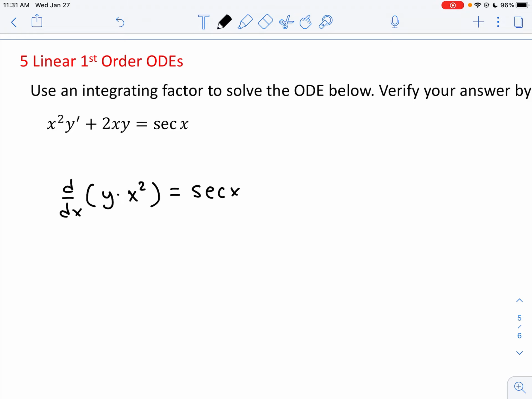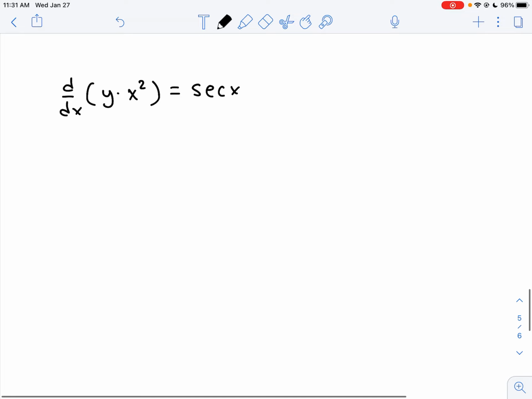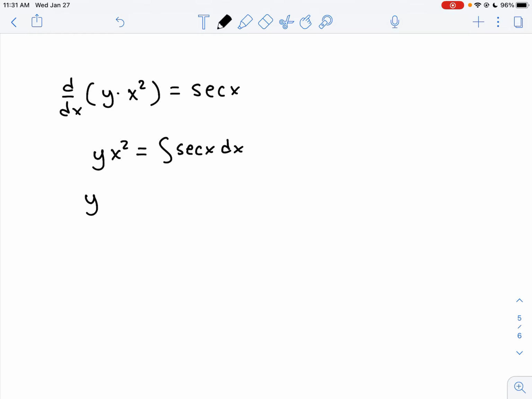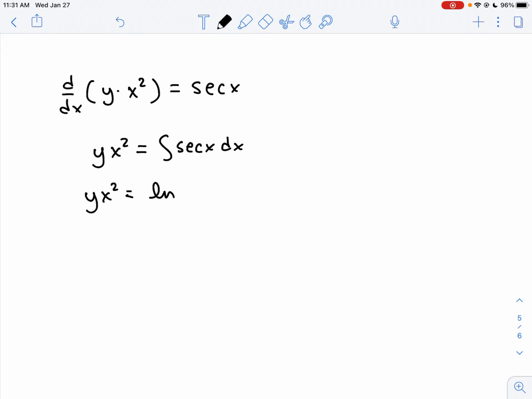Equals secant of x. I'm going to integrate both sides. So integrating the derivative gives us y times x squared. And integrating the other side still needs to be done. And the antiderivative of secant of x, this is one you should have learned in a Calc 2 class. It's the natural log of the absolute value of secant of x plus tangent of x. And here's where the plus c shows up.